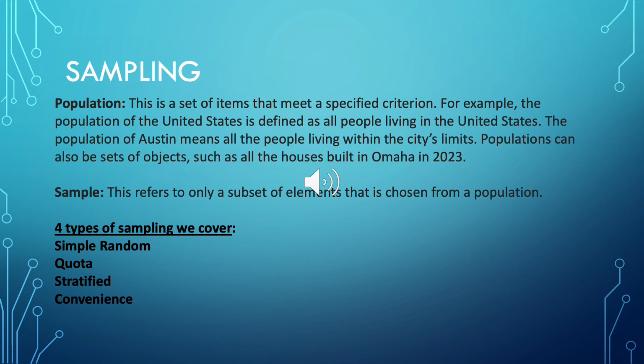So there are 4 types of sampling that we're going to cover in Units 7 and 8: simple random sampling, quota sampling, stratified sampling, and convenience sampling.